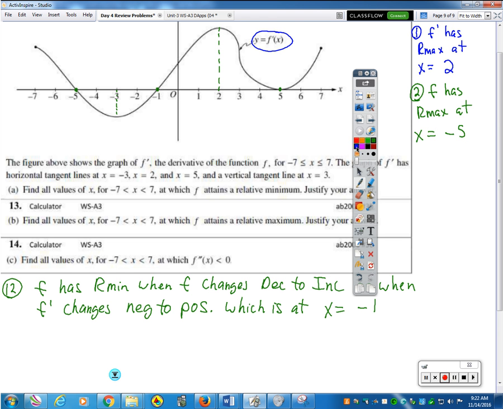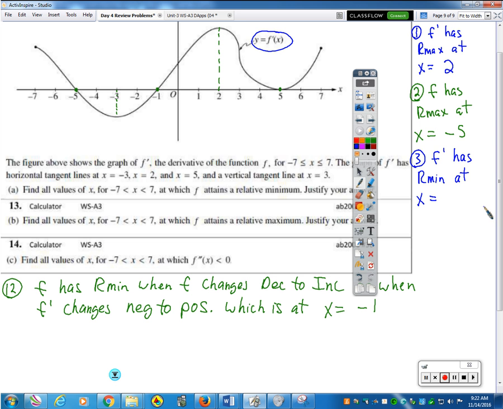Let's do another one. Hey, show me hands. What goes here? What belongs here? What x coordinate or coordinates belong here?